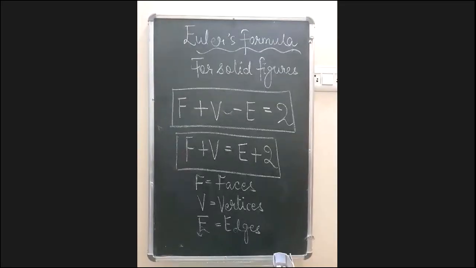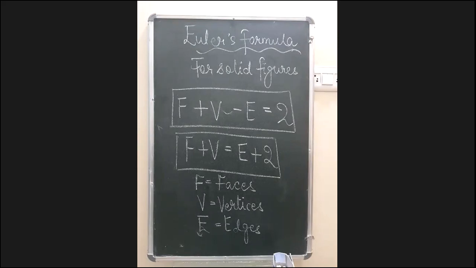Euler was a mathematician who worked a lot on geometry. He generated a theorem that is called Euler's theorem, or we can call it Euler's formula also, which is true for every solid shape. Now, what are solid shapes? This was already discussed in my previous class.